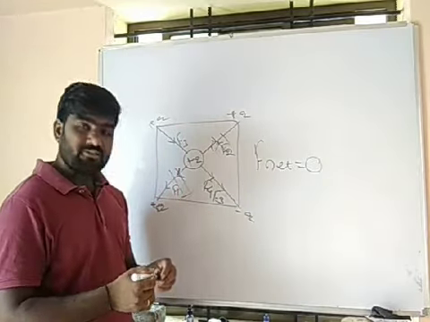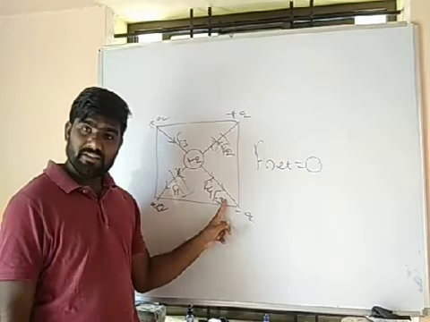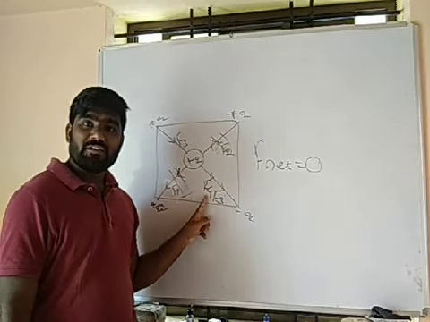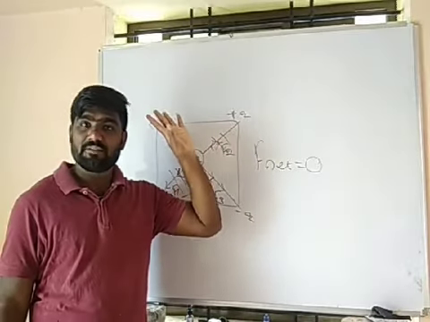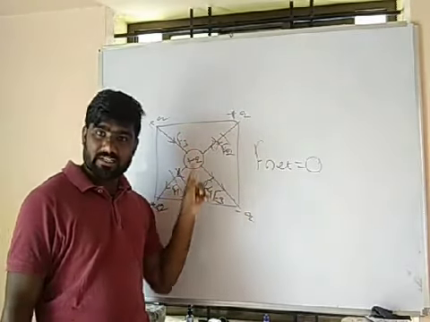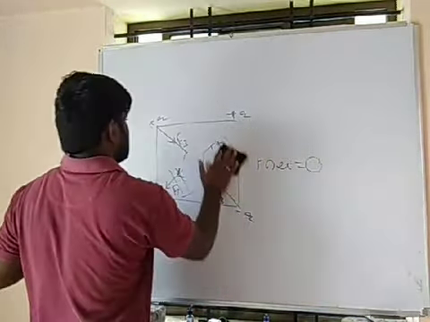What do I want to calculate? F resultant. First of all I want to calculate F3 and F4. F net is equal to F3 plus F4. This is a very, very important problem. Can I solve based on this? See how to solve this.